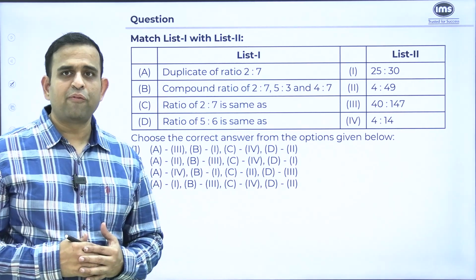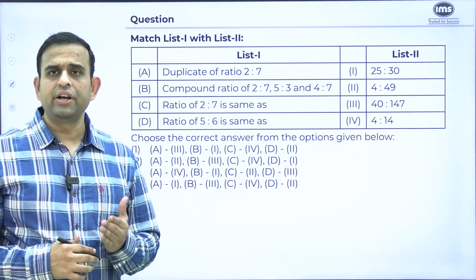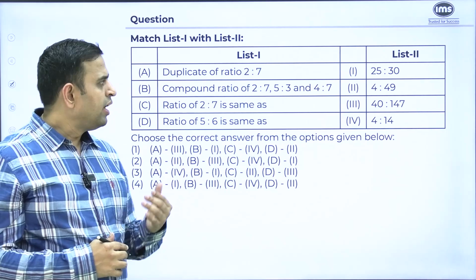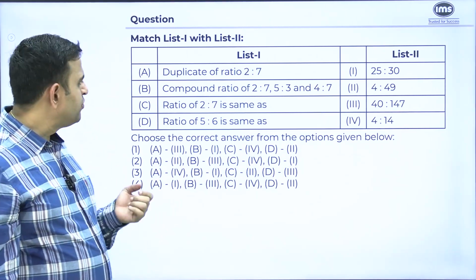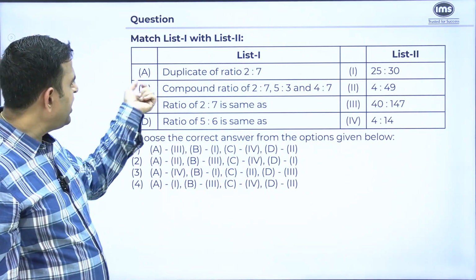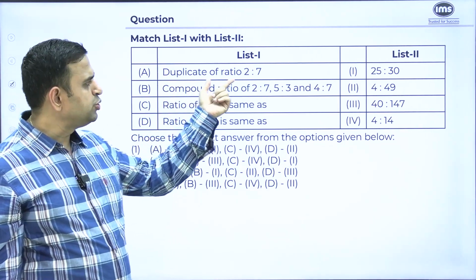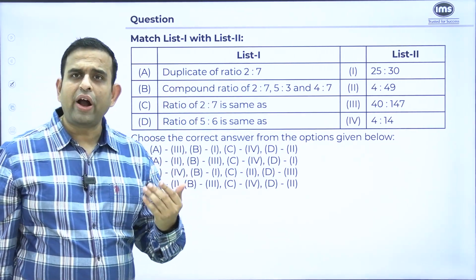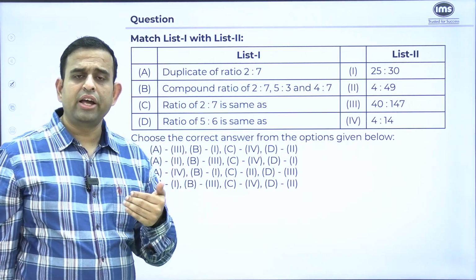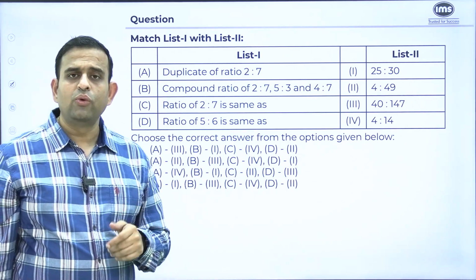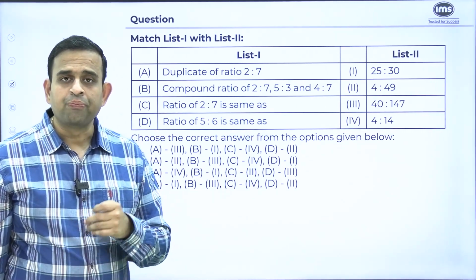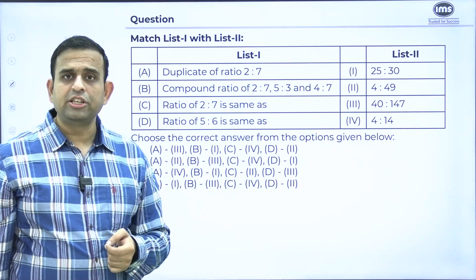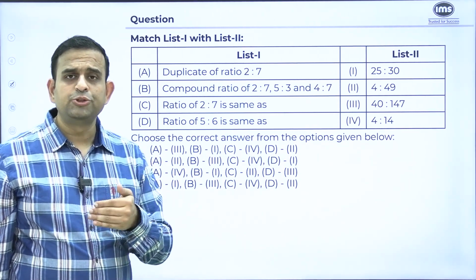In the next sum, again, we have to match the list in column 1 with column number 2, and again we have to use the smart way. First of all, let's evaluate A, which is the duplicate of ratio 2:7. How do you find the duplicate ratio of something like A is to B? It is nothing but A square is to B square. If they talked about the triplicate ratio, one can find A cube is to B cube.